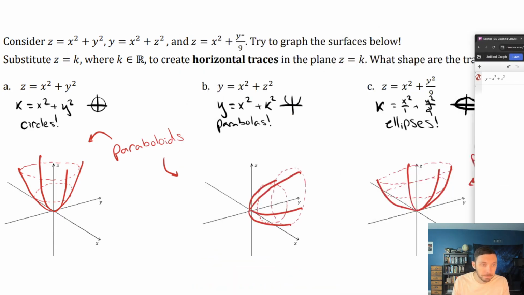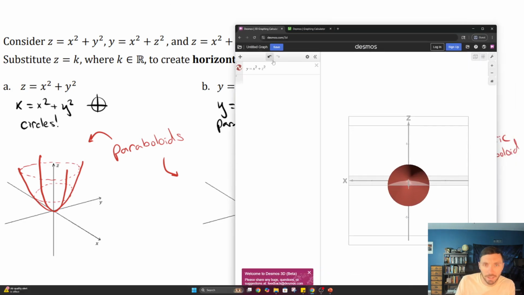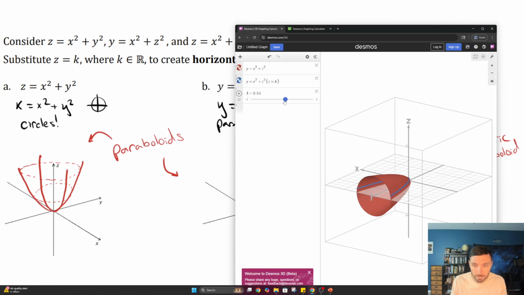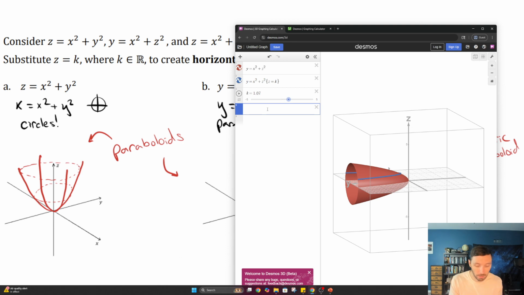But here's the thing, right? If you were to create horizontal traces where z is equal to k, you're actually getting parabolas instead. And I'll show that. Can I copy this, paste it, do z is equal to k? Yeah, look at this. Right? So each of these, one more time, parallel to the xy plane, right? Each of these little cuts creates parabolas.